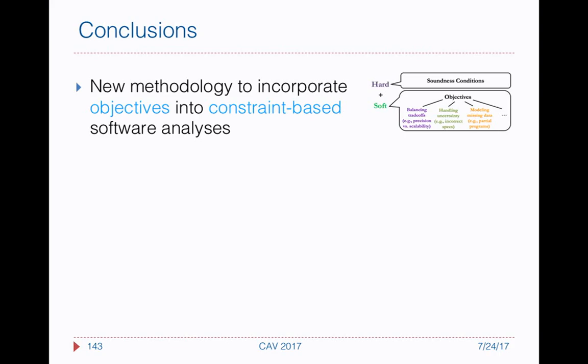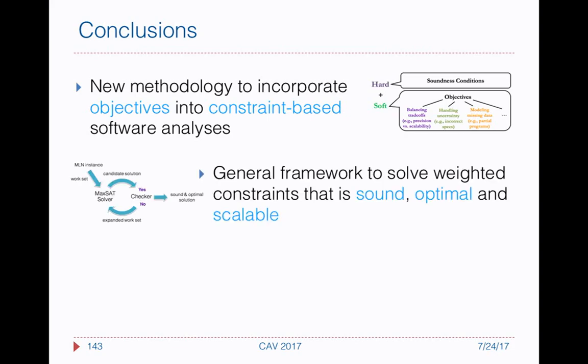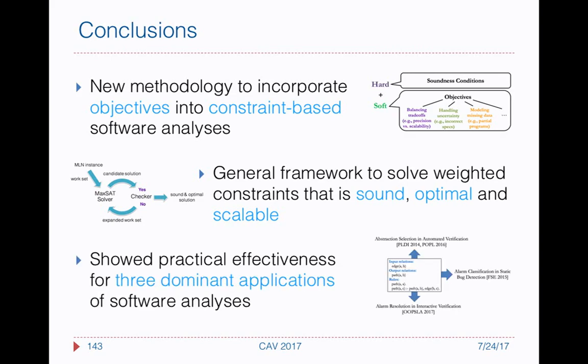So to conclude, I'd like to mention 3 key takeaways. So the first is we came up with a new methodology for incorporating objectives into a dominant paradigm for software analysis called the constraint-based paradigm. We also defined a general framework to solve the resulting weighted constraints in a manner that is sound, optimal, and scalable. And finally, I showed the practical effectiveness of this overall framework for 3 dominant applications of software analysis, which are abstraction selection, alarm classification, and alarm resolution.